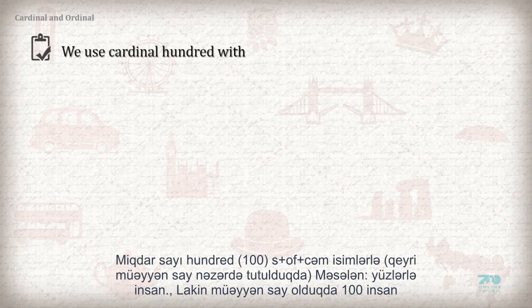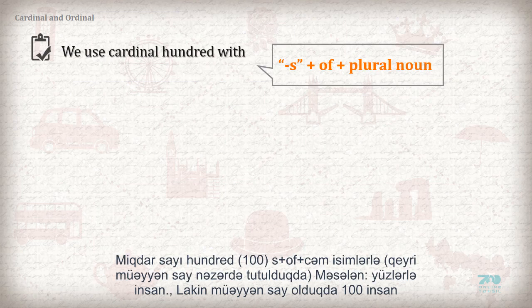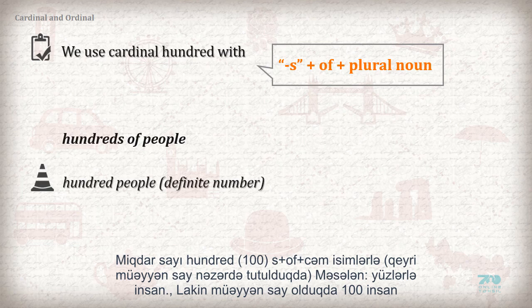Note, we use cardinal 100 with s plus of plus a plural noun, implying an indefinite number. For example, hundreds of people. But 100 people is a definite number.